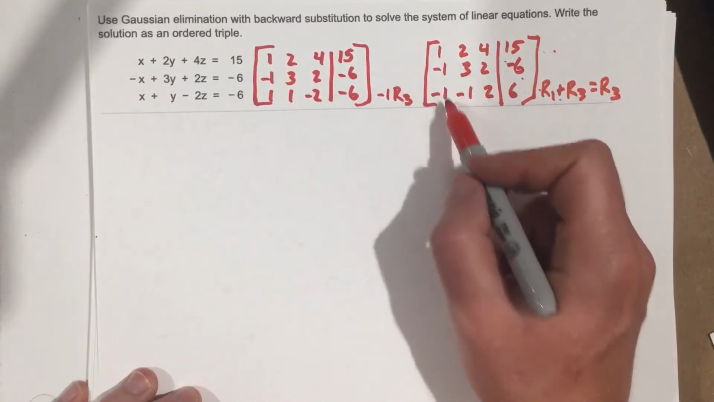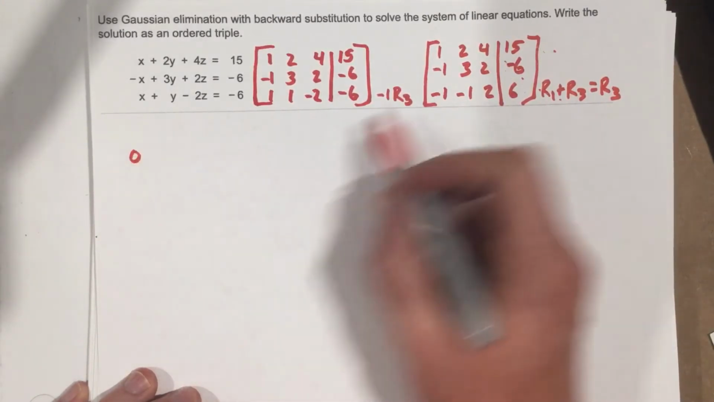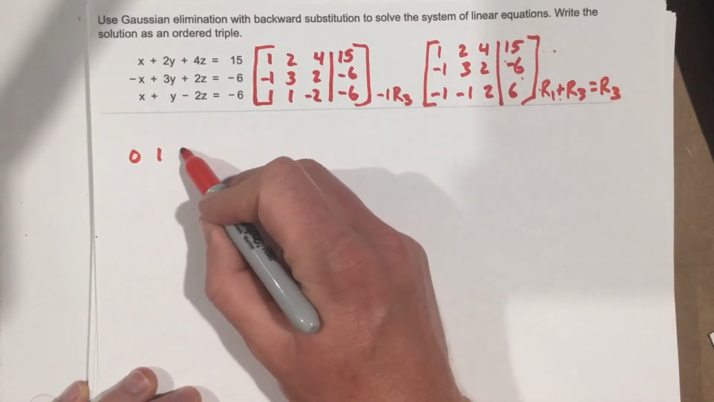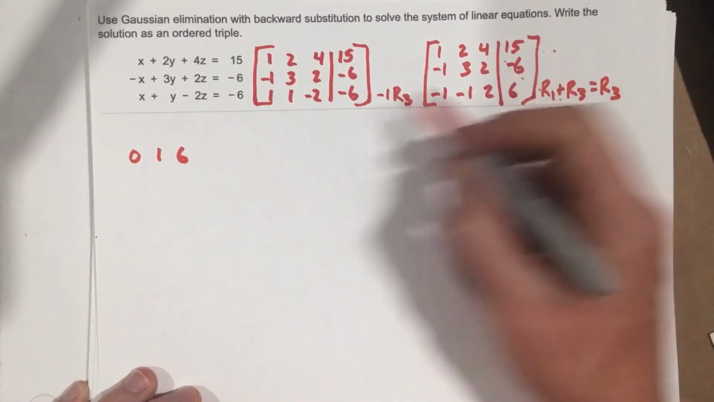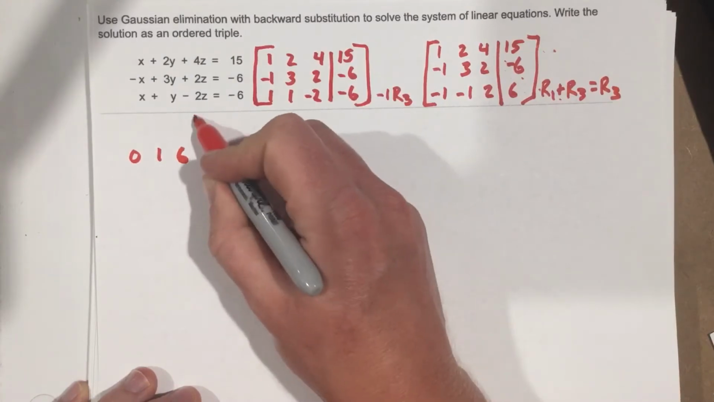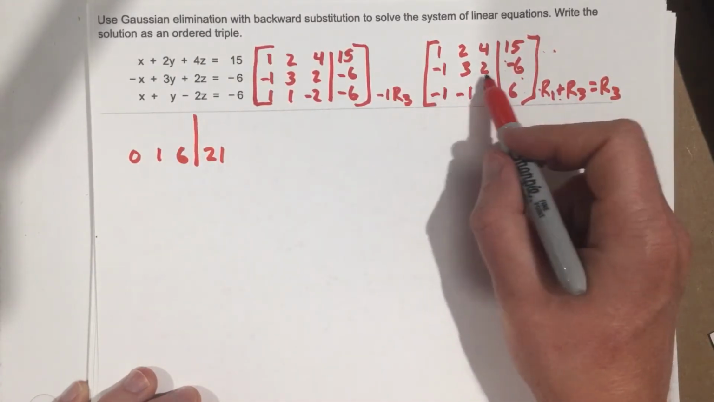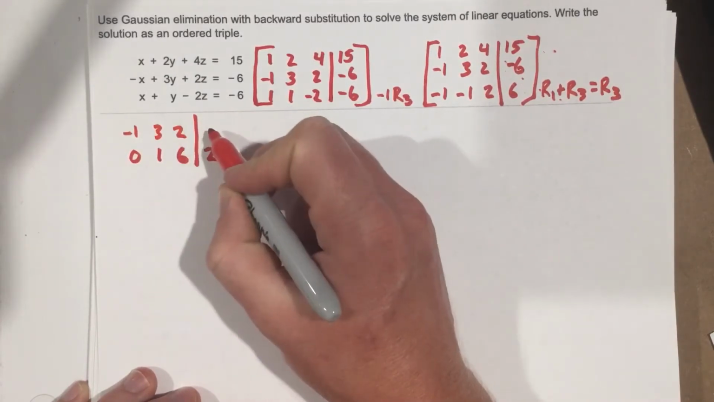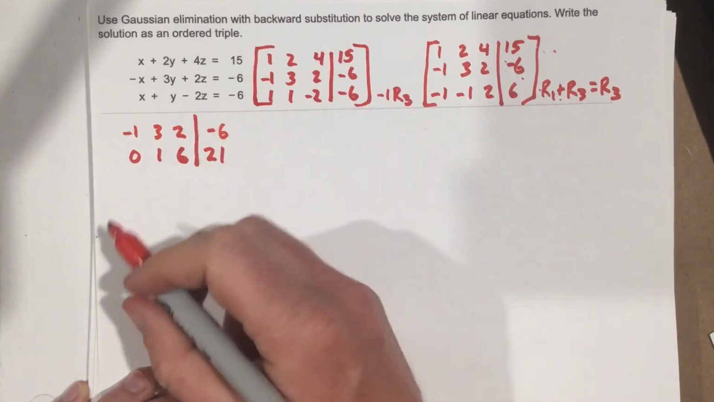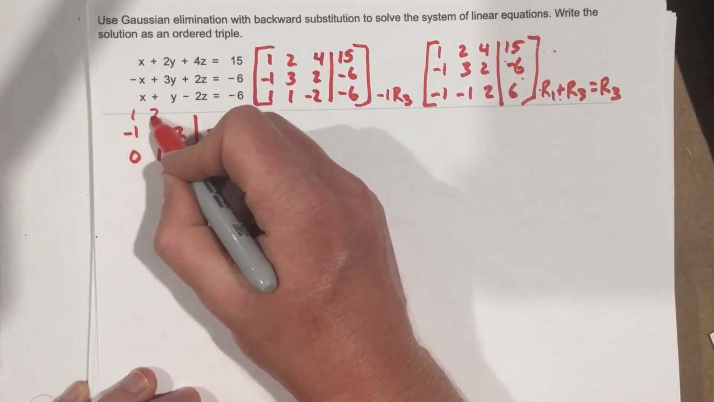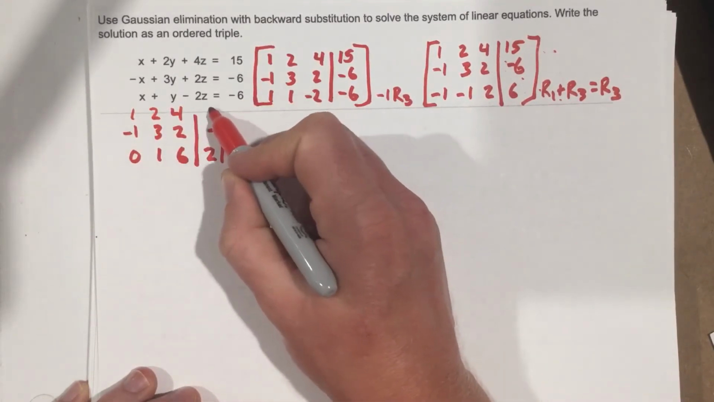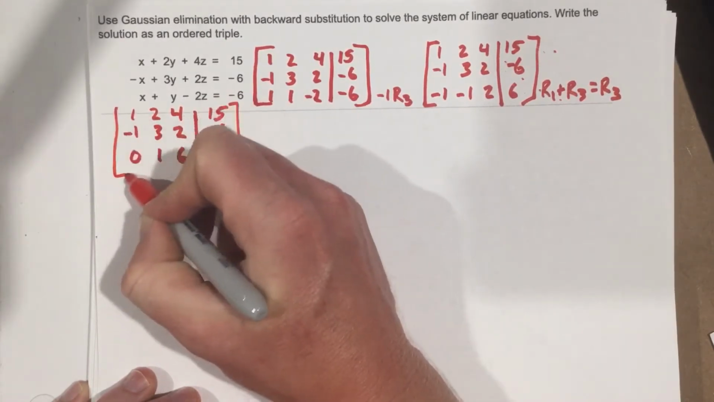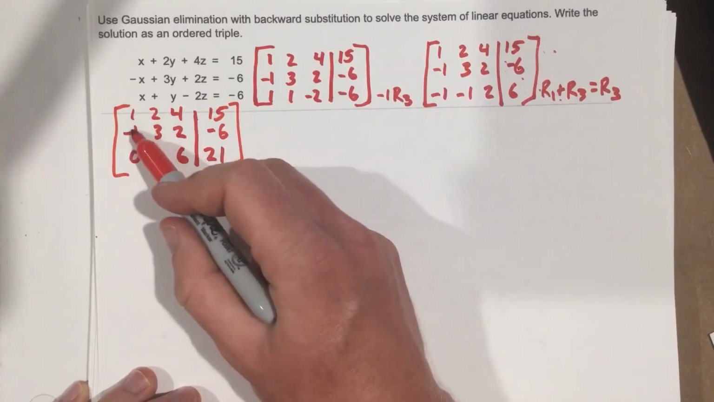So that means I'm going to have 1 and -1 gives me 0. 2 and -1 gives you a 1. 4 and 2 is a 6. And 15 and 6 is 21. I'm going to rewrite the middle row, -1, 3, 2, -6, and then 1, 2, 4, 15 for the top row. So we got the bottom left-hand corner to be 0. Now we want the middle left to be 0.